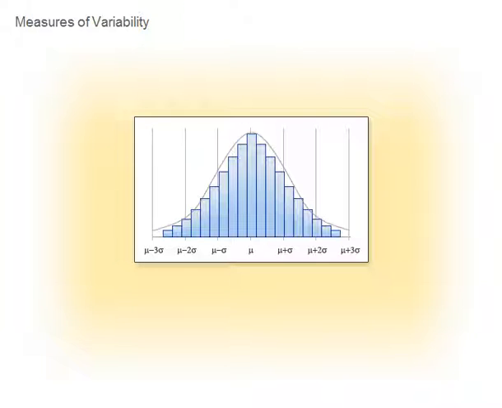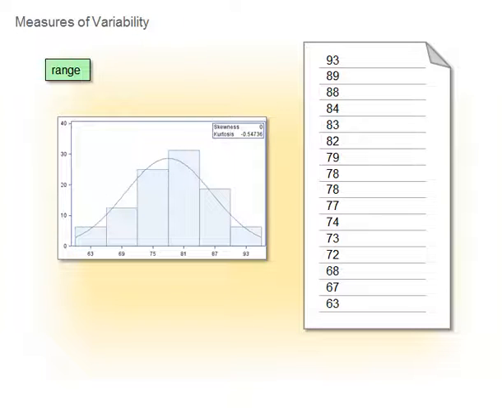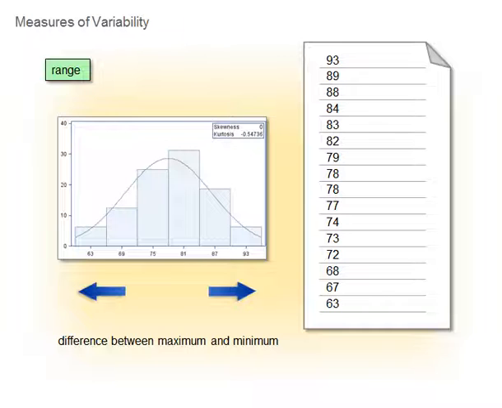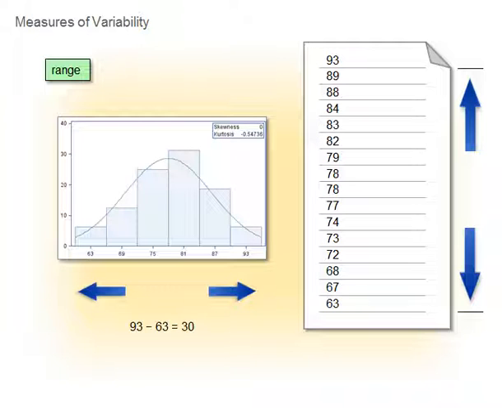There are several descriptive statistics that measure the spread or dispersion of your data. Statisticians also refer to this characteristic as variability. The range of the data is a single value that measures the difference between the maximum and minimum values. In this example, the range is 30, that is 93 minus 63.